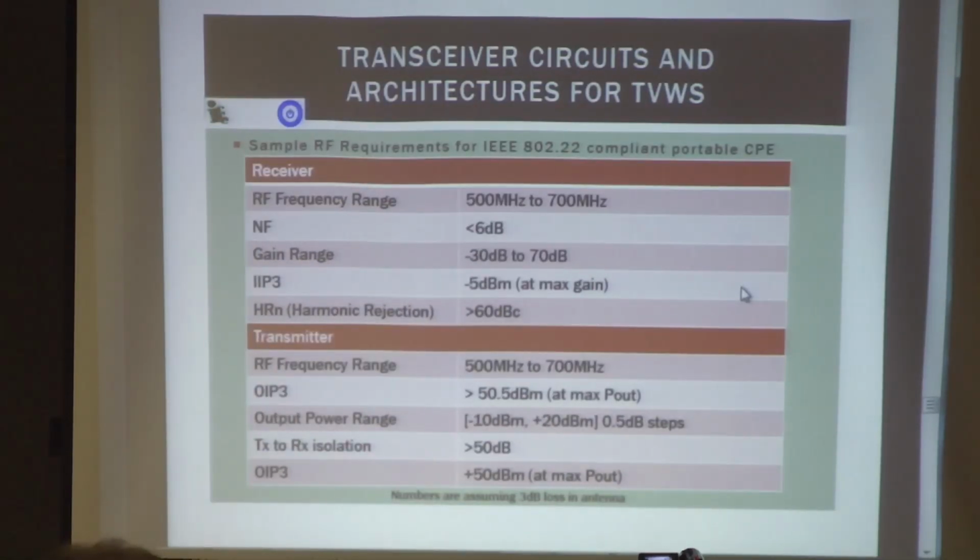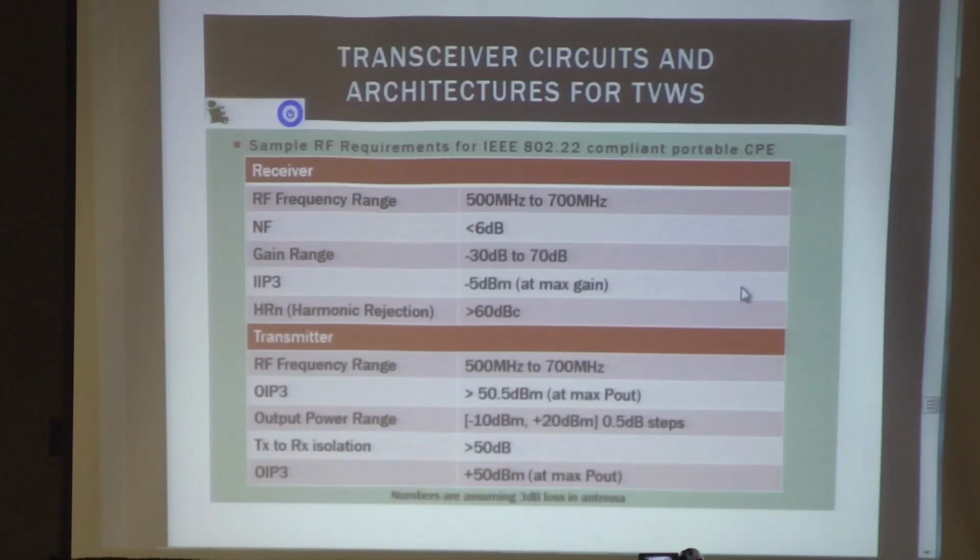So putting all this together, what I'm trying to do here is give you an example of what kind of specifications you have to target for both the transmitter and receiver to have a portable TVWS enabled device. Portable devices transmit on the higher UHF range, so 500 to 700 megahertz. The noise figure has to be less than 6 dB. The gain range is from minus 30 to plus 70. This is to get a 1 volt RMS signal at the output of your receiver. And the IP3 requirement is minus 5 dBm.